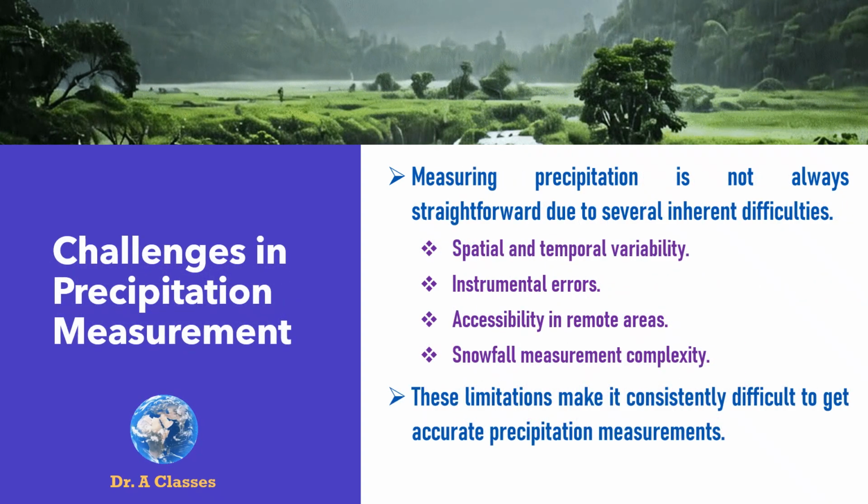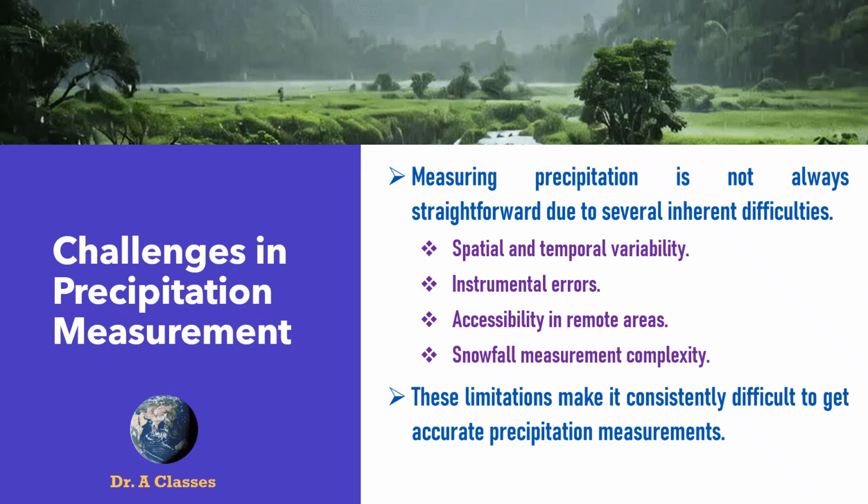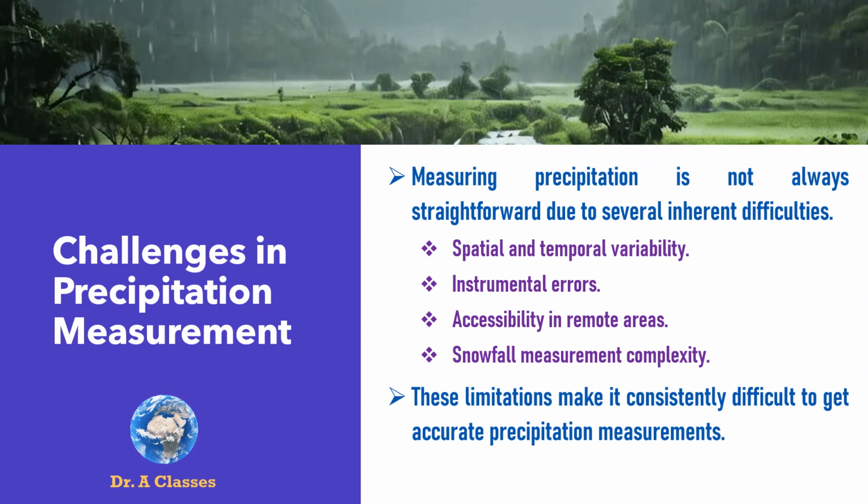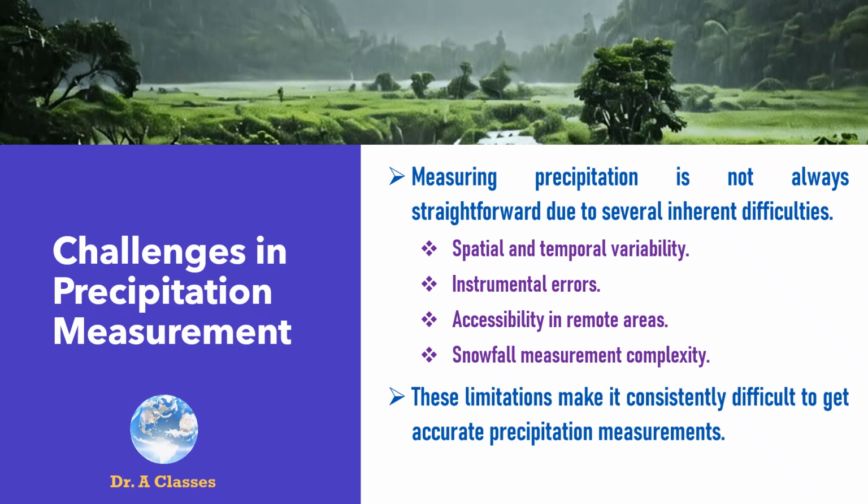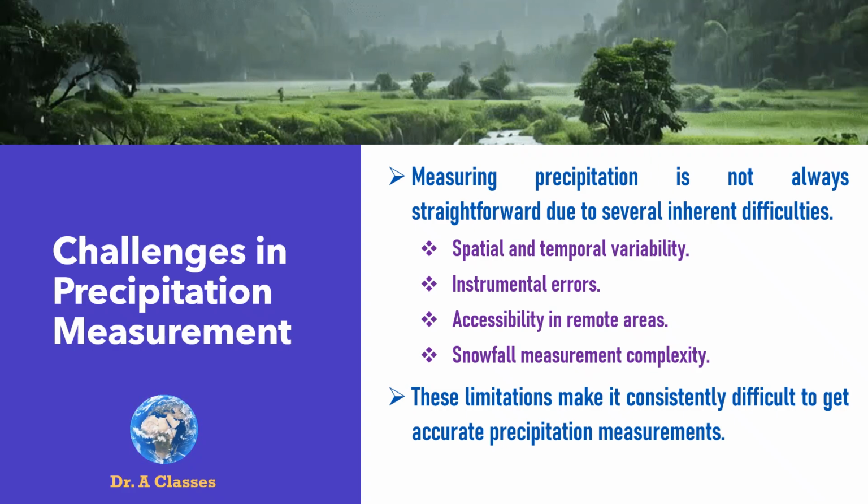Challenges in precipitation measurement. Measuring precipitation is not always straightforward due to several inherent difficulties. The spatial and temporal variability means that rainfall can be highly localized and fluctuate rapidly, making it hard to capture a representative measurement across a large area or over time.